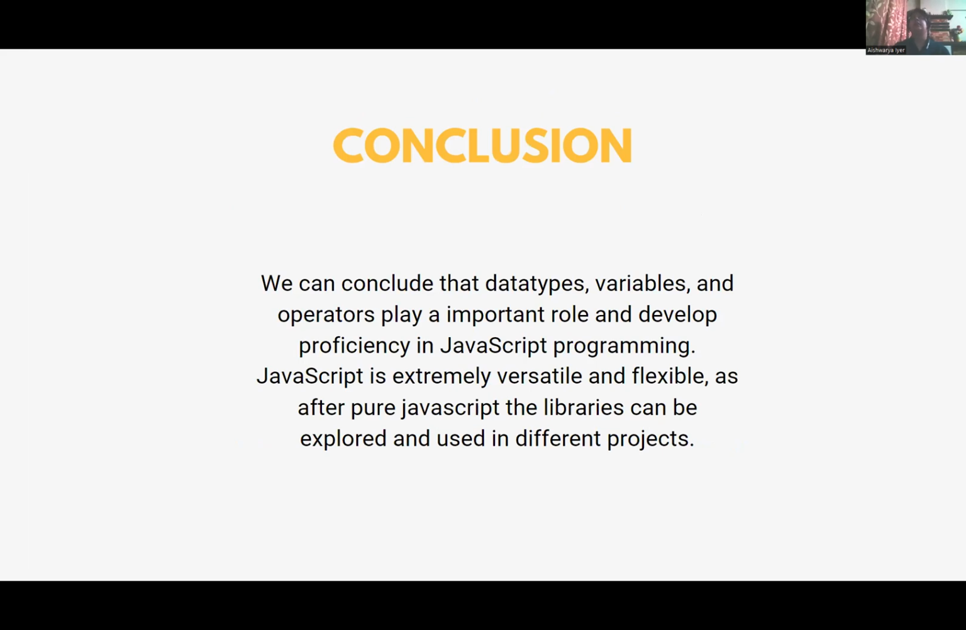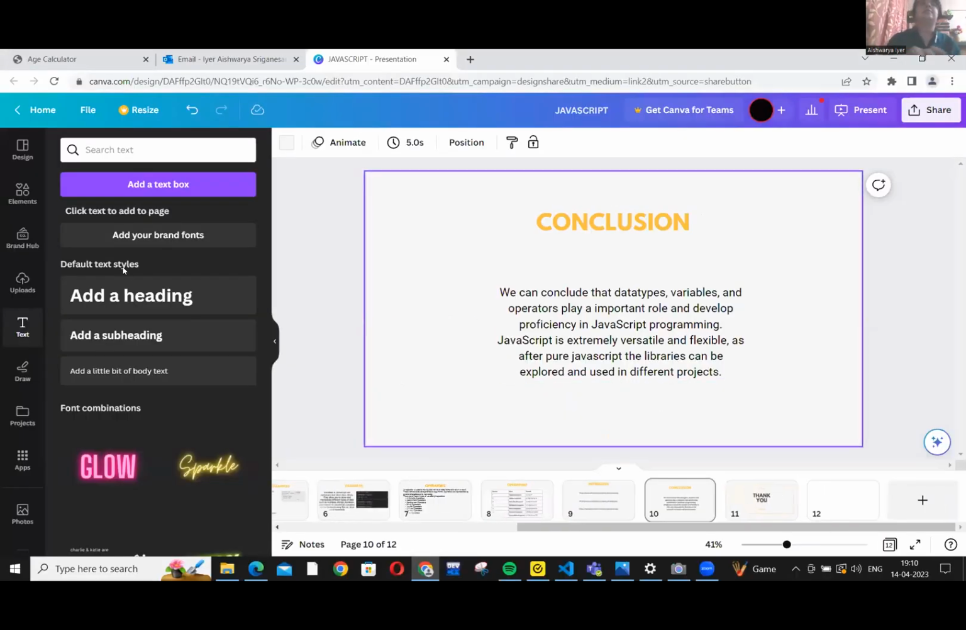We can conclude that data types, variables, and operators are all building blocks of JavaScript, as well as it is extremely versatile and flexible for use in web domains, as well as different domains by using libraries and so on. Now let's see the demonstration.